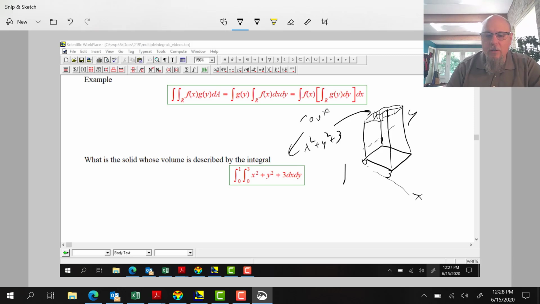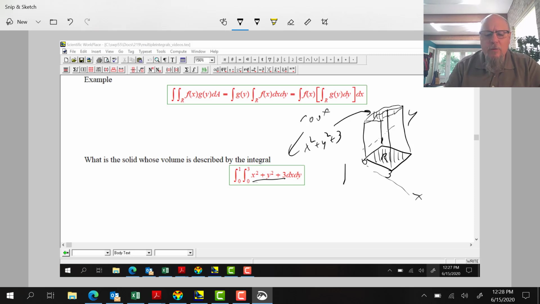So describe the solid. It has this rectangular footprint. X goes from 0 to 3, y goes from 0 to 1. And that R is for region, but it has this footprint, and the roof of it is given by this paraboloid, so it's z equals. That's the volume we get if we do this integral. Notice that thing is always positive.